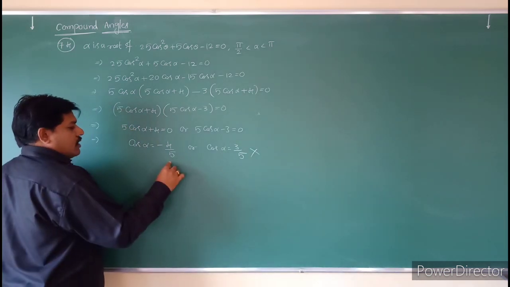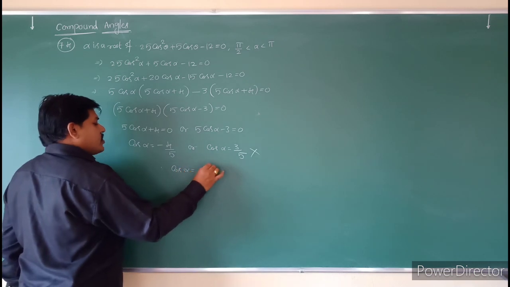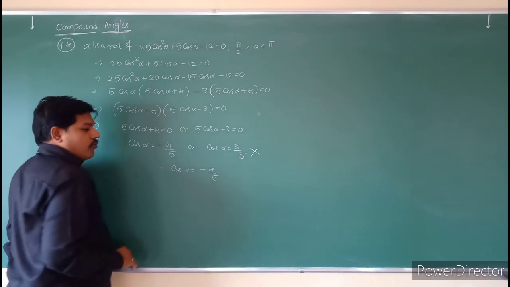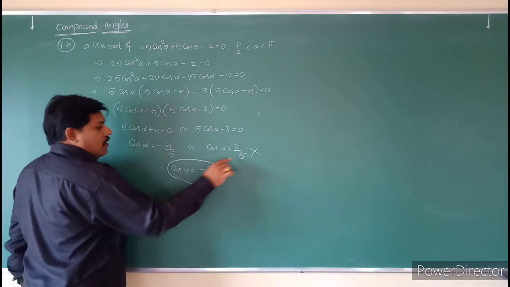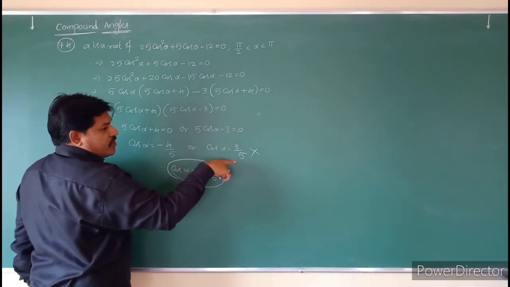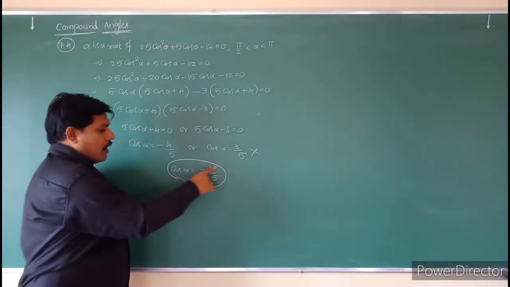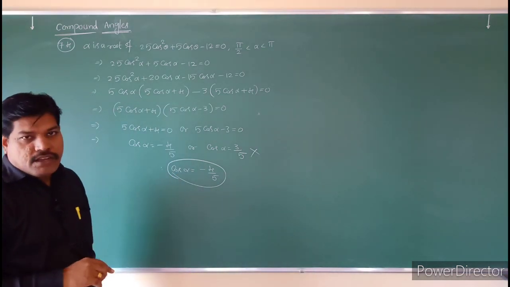So what we have to take is, therefore, cos alpha is equal to minus 4 by 5. Why? Because cos alpha is negative in the second quadrant, but cos alpha is 3 by 5, which is positive. So that's why I am not taking this value. We have to take cos alpha is equal to minus 4 by 5.